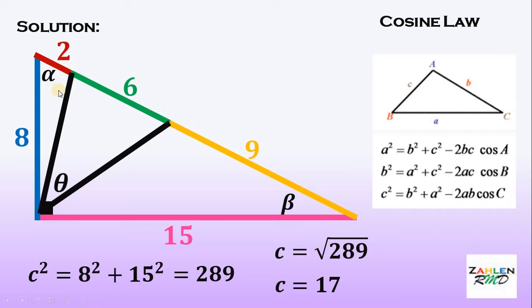Now to use this law, let this angle be equal to alpha and this angle be equal to beta. Now using right triangle 8, 15, 17, cosine of alpha is equal to 8 over 17, or the adjacent side over the hypotenuse. And cosine of beta is equal to 15 over 17, again, adjacent side over the hypotenuse. Next thing to do is to let this side be equal to A, the opposite of angle alpha, and this side be equal to B, the opposite of angle beta.